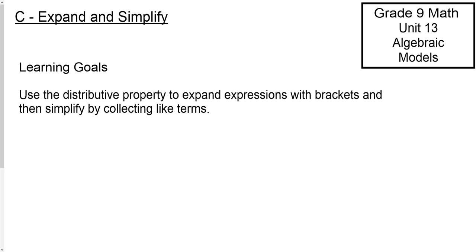So we're going to take that distributive property that we worked on back in section A and combine it with that concept of collecting like terms and adding and subtracting polynomials that we worked on in the last section. And we're going to use the distributive property to expand expressions that involve brackets, and then we're going to simplify those resulting expressions by collecting the like terms.